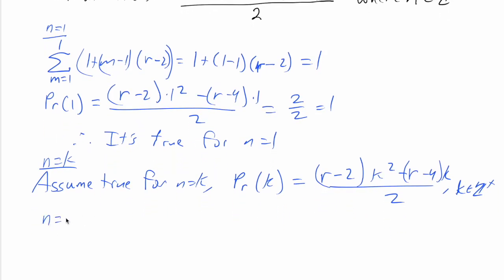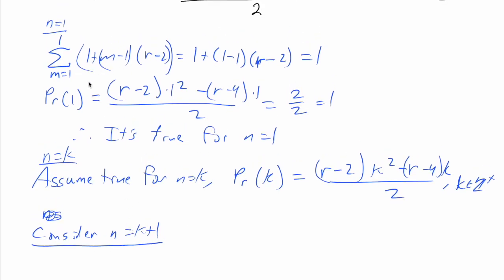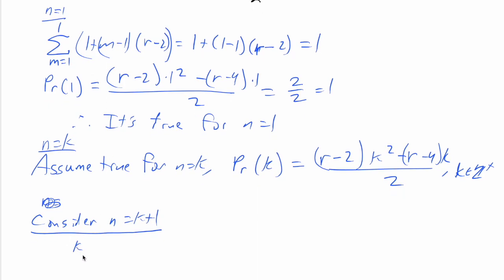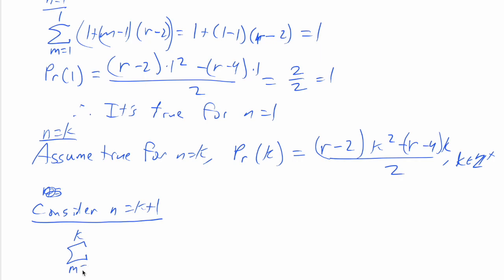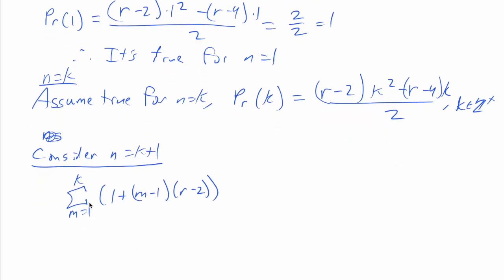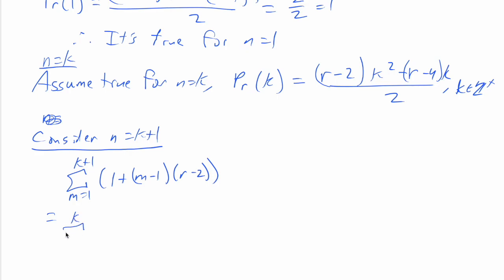So next, let's consider n equals k plus 1. Alright, so n equals k plus 1, just use the series. We're going to have the summation, m equals 1 to k plus 1, of 1 plus m minus 1 times r minus 2. So we want to use our assumption. We want this to be k, not k plus 1, so we can take the k plus 1th term out of the summation.